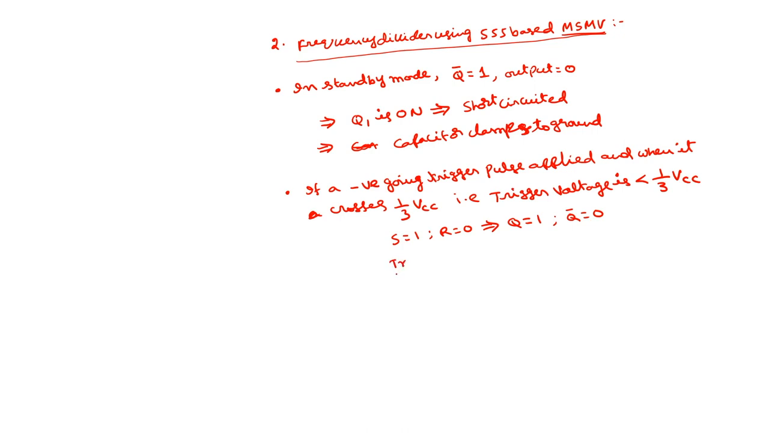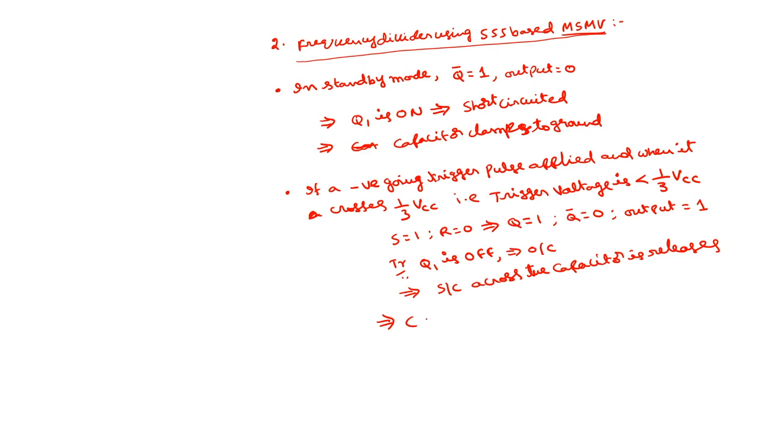So, the transistor Q1 is off. And what happens to the output? Output is equal to Q itself, so this is equal to 1. So this transistor Q1 is off, implies open circuited, implies the short circuit across the capacitor releases. Implies capacitor charges towards VCC with a time constant of RA into C.